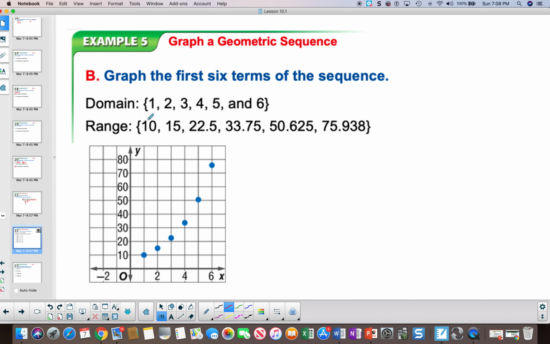Okay, so now here are the numbers that I just wrote down, and here is the graph. Now notice that the graph does not look like a line like the arithmetic. In fact, it has this exponential look.